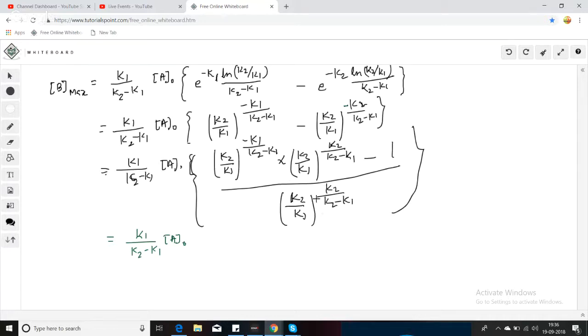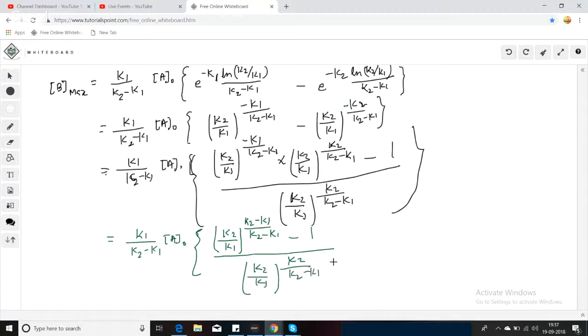Correct, Amog? Yes. Now, when you add the power over here, so we can write K2 by K1 to the power K2 minus K1 divided by K2 minus K1 minus 1 divided by K2 by K1 to the power K2 by K2 minus K1. Is it right? So this will get cancelled. This will get cancelled.